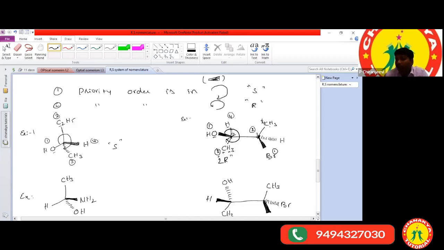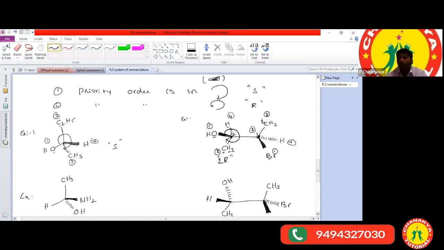Sir, why are we giving the second priority to this carbon atom? This carbon is the starting element; here also carbon, here also carbon is there. But the second atom here is OH, and here hydrogen is there. If you compare hydrogen and oxygen, oxygen has the higher atomic number. So that's why I can give the second priority to this one. First priority to the bromine, third priority to the methyl group, and fourth priority to the hydrogen.